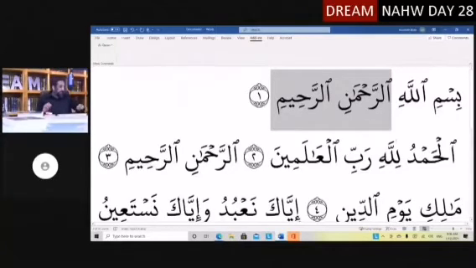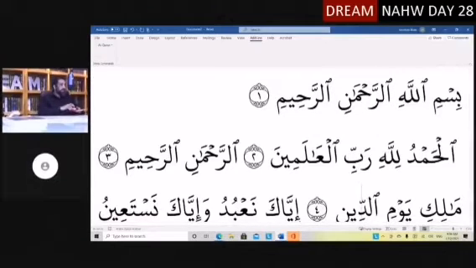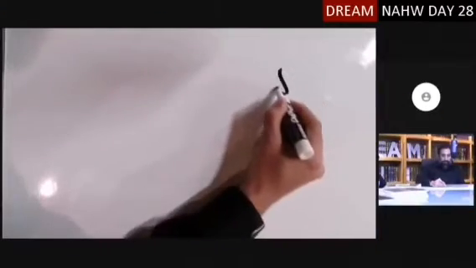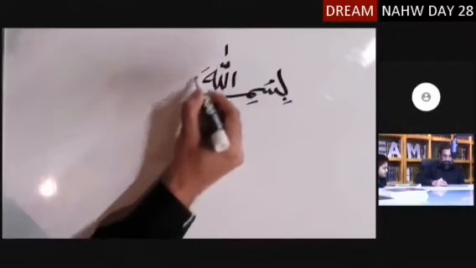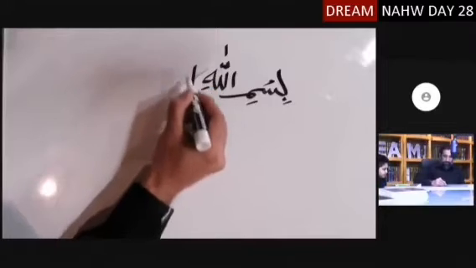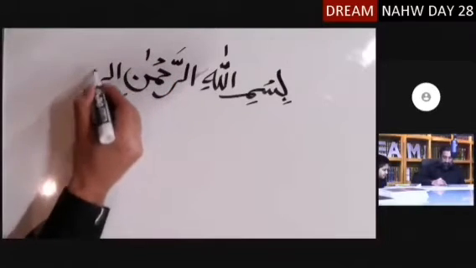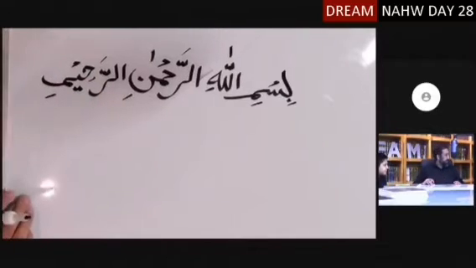Now, what that means then, let's switch over to the camera on the table. I find it easier to annotate on here. So, can you see? Yeah, you can see. Okay, Bismillah ar-Rahman ar-Rahim. Great.